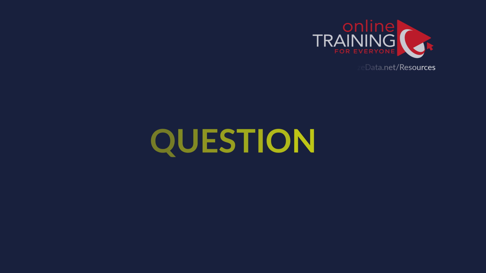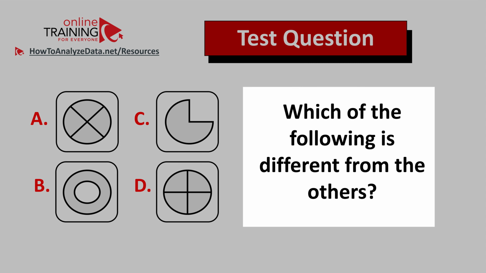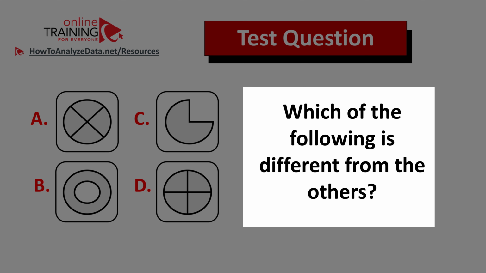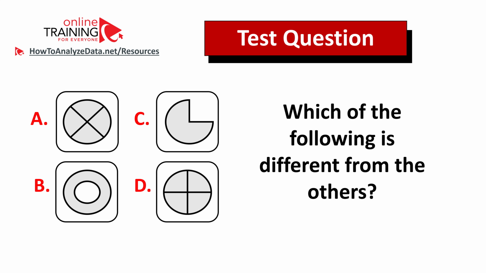Here's a tricky question from the real test. At first, the answer seems obvious, but it may not be what you think. Which of the following is different from the others? And you're presented with 4 different choices: A, B, C, and D. Try to see if you can come up with the answer on your own. We'll reveal the solution in a second. Maybe give yourself 10 to 15 seconds, pause this video, and see if you can come up with the answer.